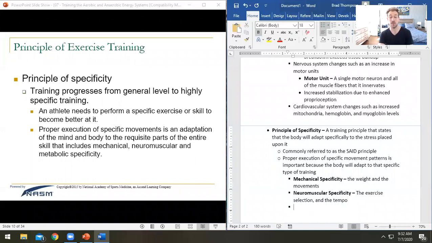And then lastly, we've got metabolic specificity, which is really like, I can just never type this word. Specificity.